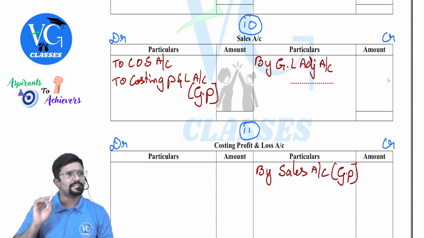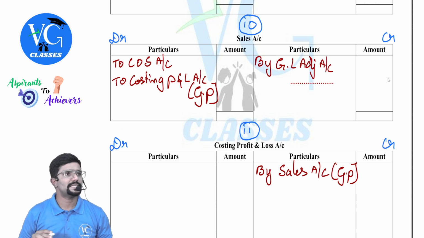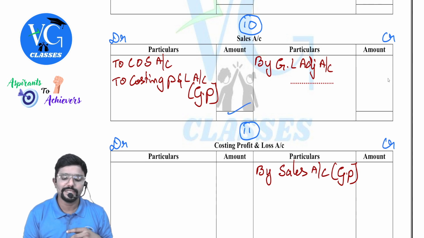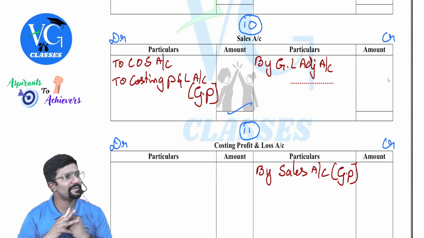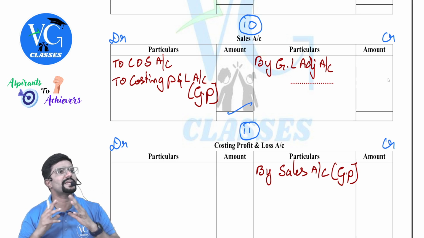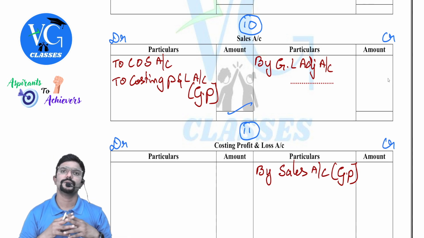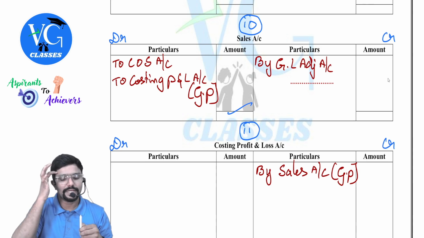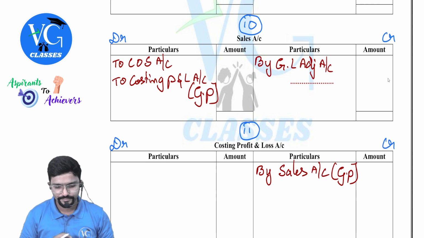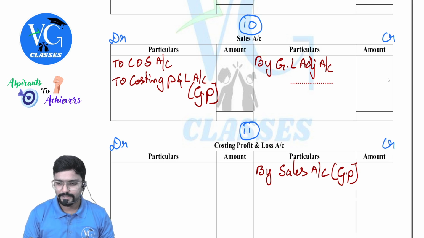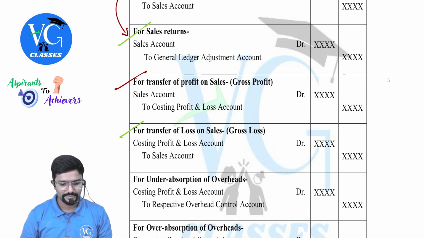Okay, for GL, guys, let me explain at least for your understanding. Now, if there is a loss, debit side would be more or credit side would be more? Debit side would be more. So that means sales account is having debit balance. How will you close it? By crediting. So what is the entry? Costing P&L to sales. Let us move forward to the next part.